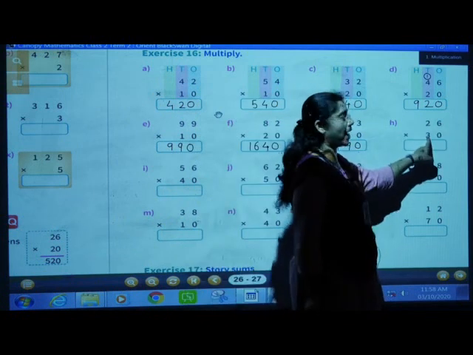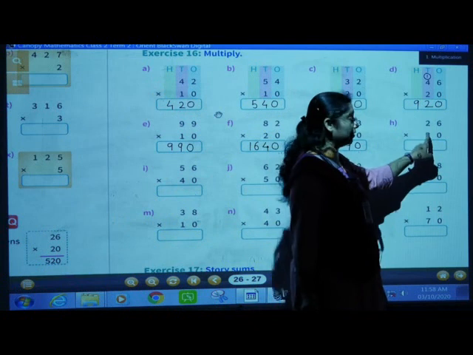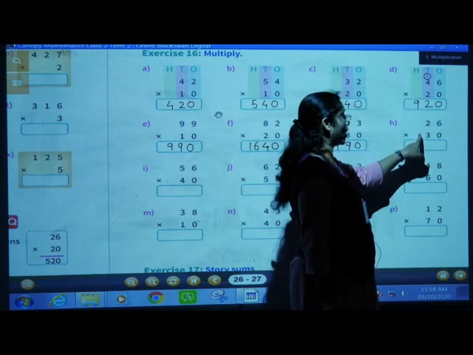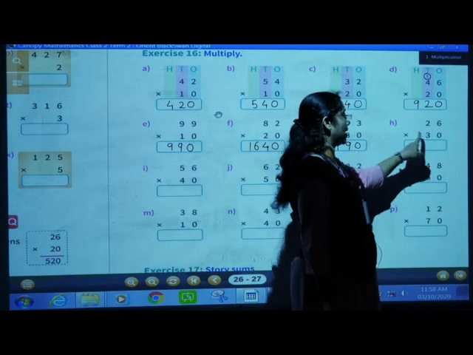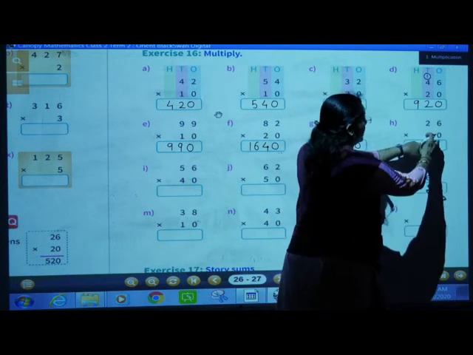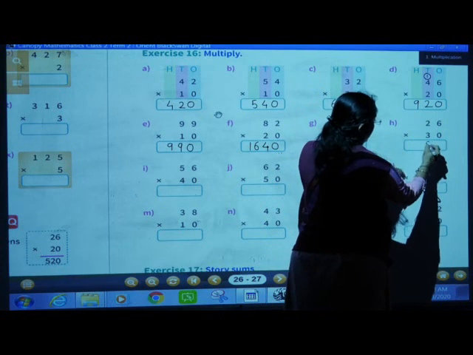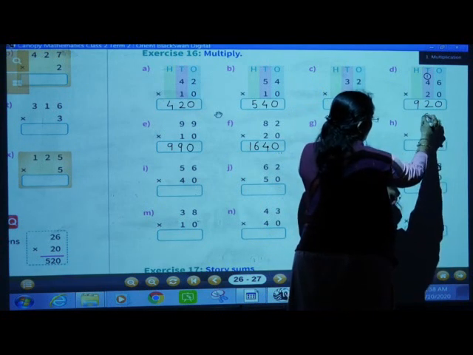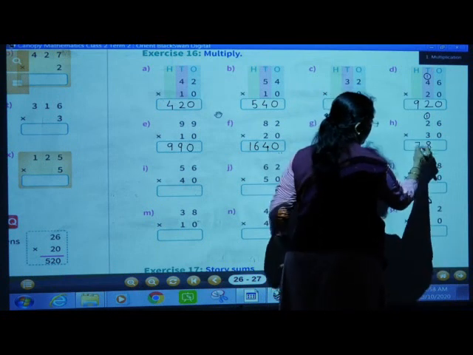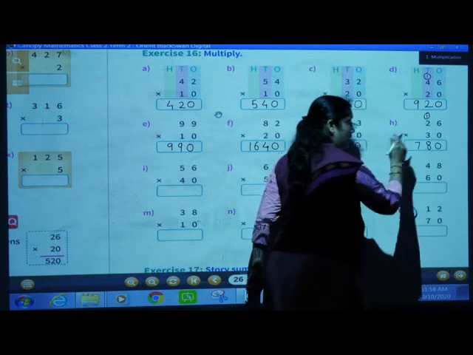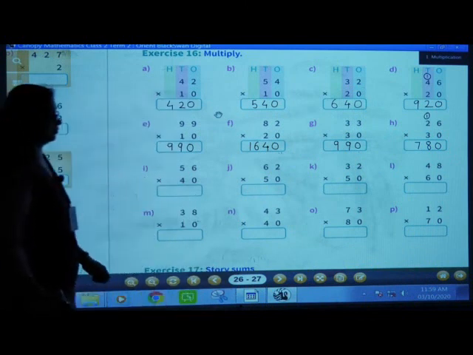Next, 26 multiplied by 30. Again 30 is here. Therefore, we have to multiply only by 3. 26 multiplied by 3. 3 6s are 18. 8 here, 1 as a carry. 3 2s are 6. 6 plus 1, 7 and put this 0 in the ones place. Understood?